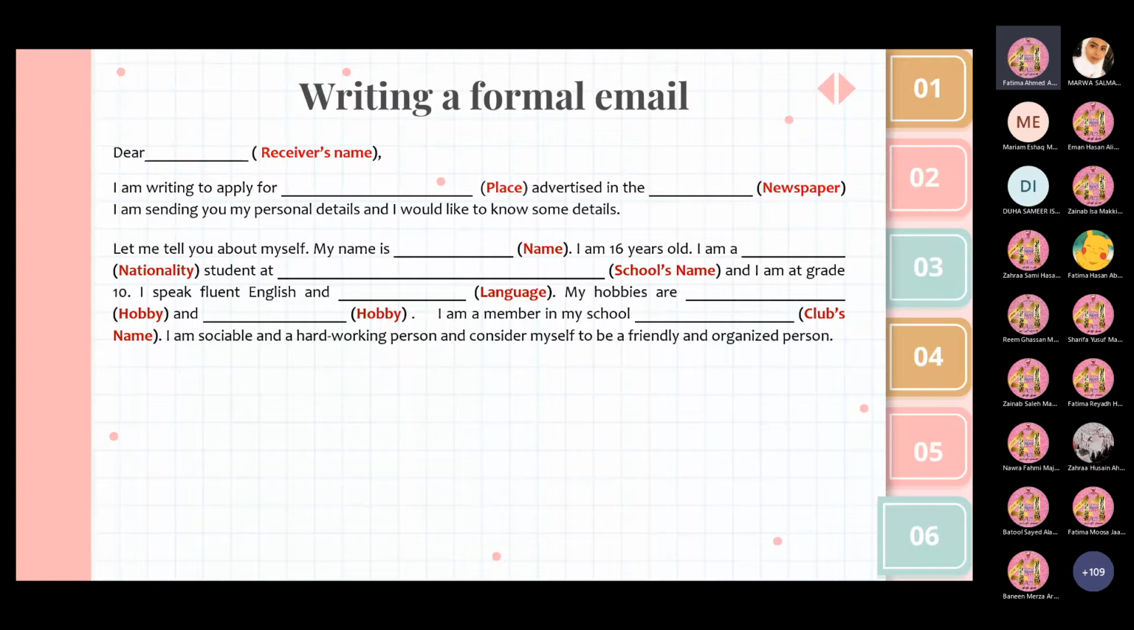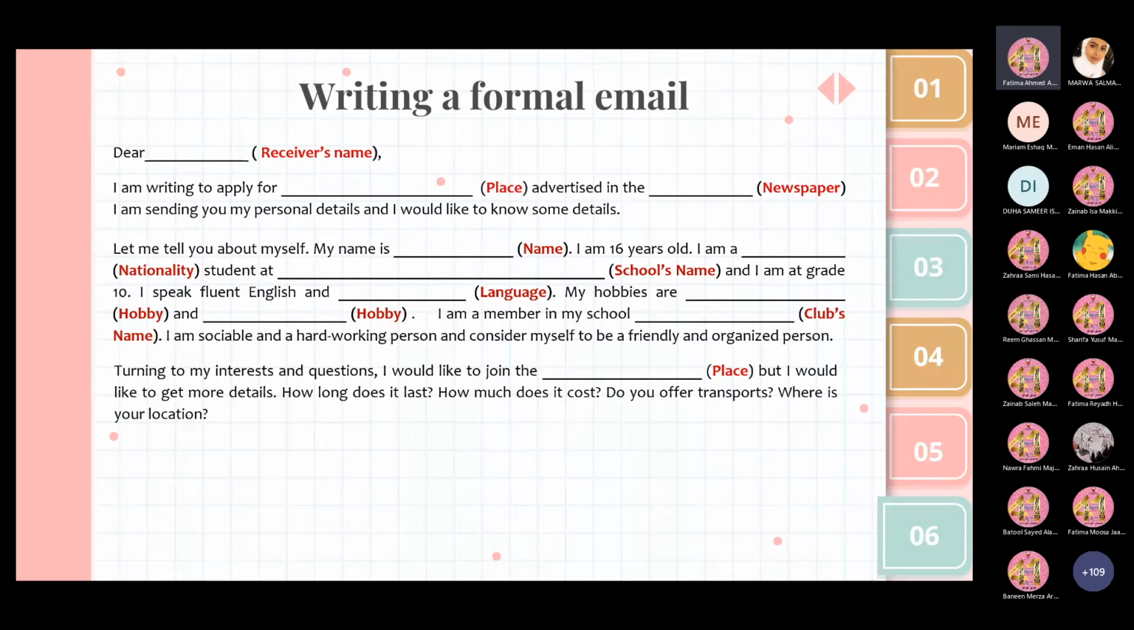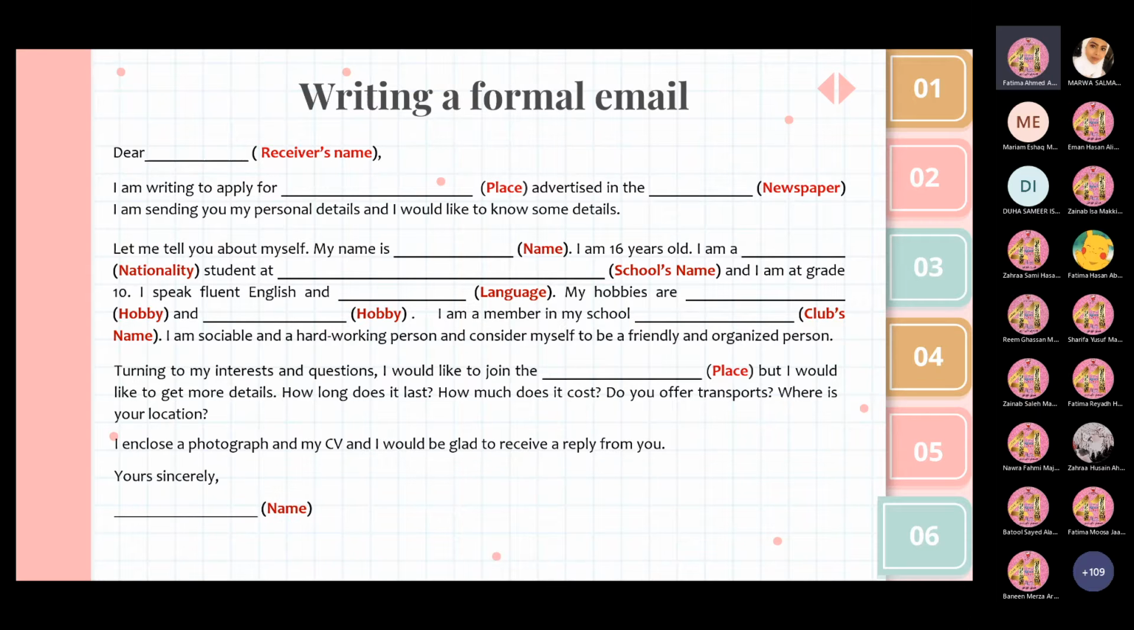"I'm a member in my school", which is about your membership in a club in your school, for example, English club, designing club, and so on. Then we go by writing the rest. As you can see in black, "I'm a sociable and hardworking person and consider myself to be a friendly and organized person." And so on with the other paragraph containing the questions the senders got.